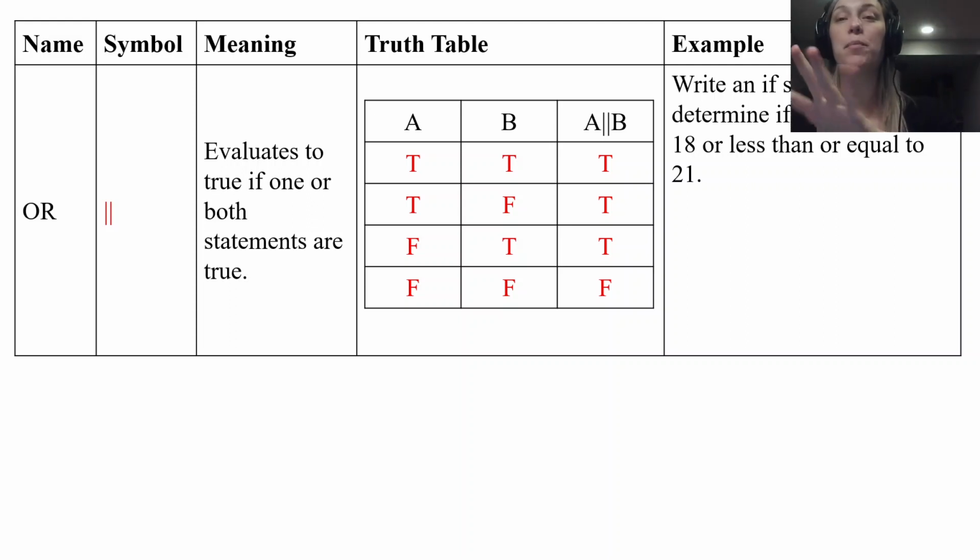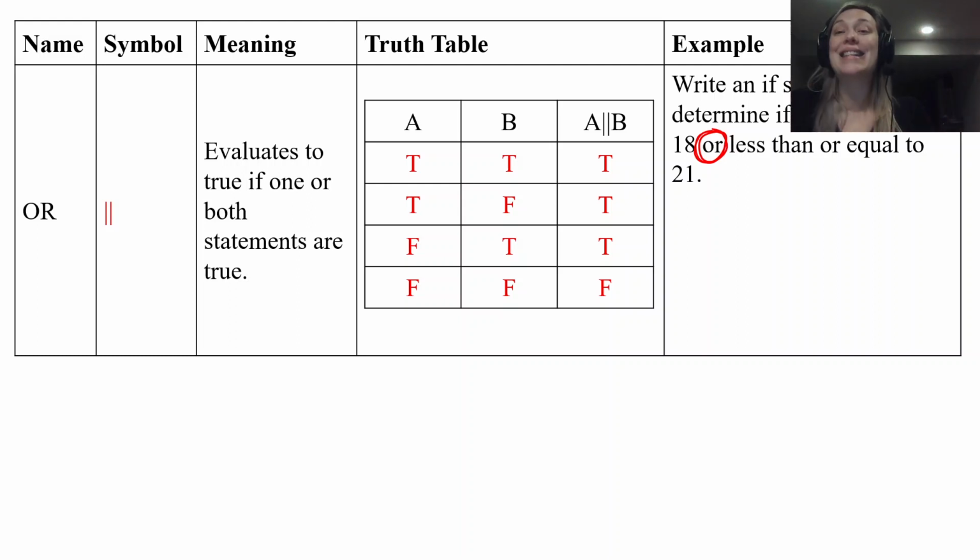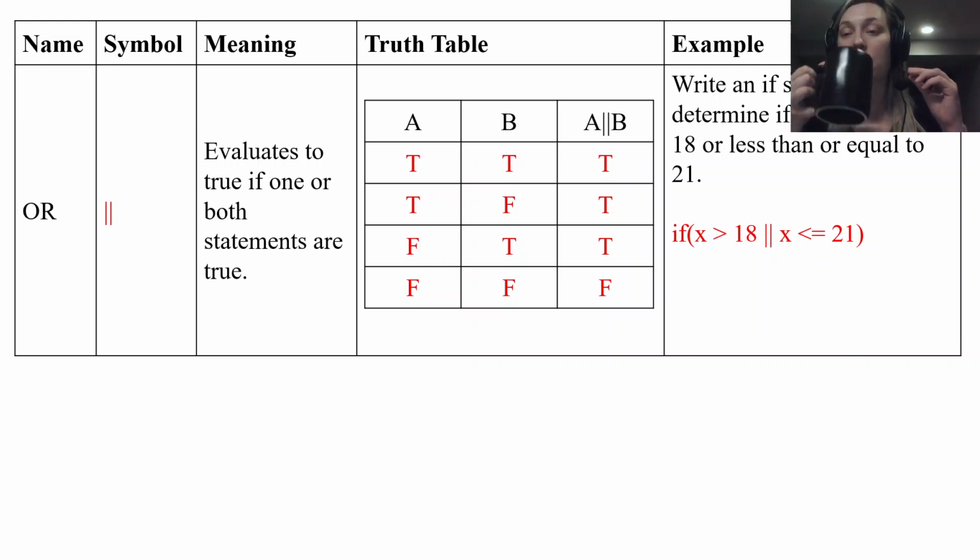Okay. And I have another example using an if statement. So write an if statement to determine if x is greater than 18 or less than or equal to 21. So again, right in that problem statement, you see the or. Okay. So that clues you into, okay, I have to use the symbol or for that. Okay. So x greater than 18 or x less than or equal to 21. And I write it just like that. Okay, so I'm translating those words, that problem statement, into my code. X greater than 18 or x less than or equal to 21.